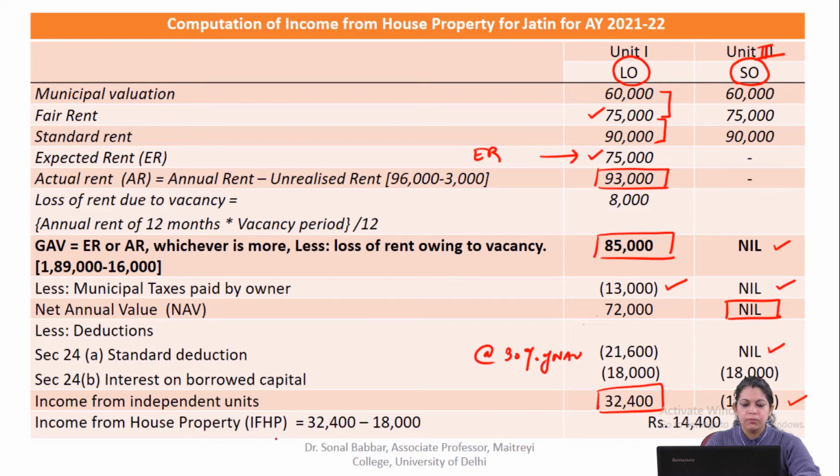So, income from this single house property where 2 units are there: unit 1 is generating income, unit 2 is generating negative income. So, 32,400 minus 18,000 will give us the net income generated from the property.